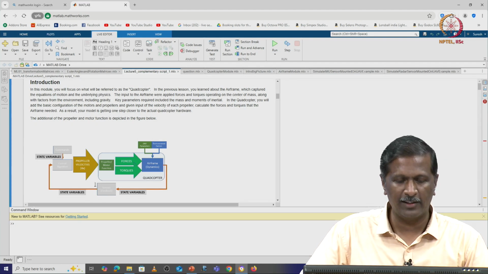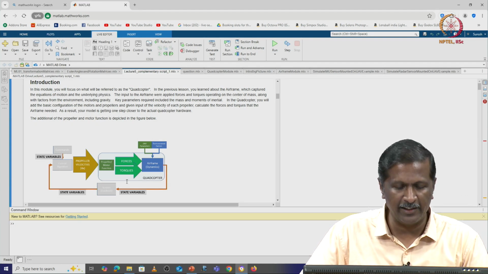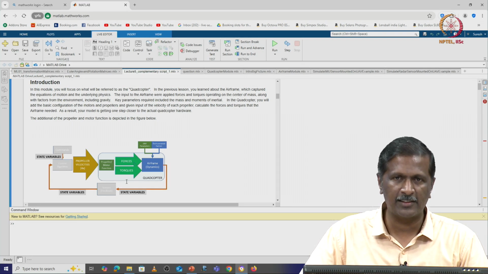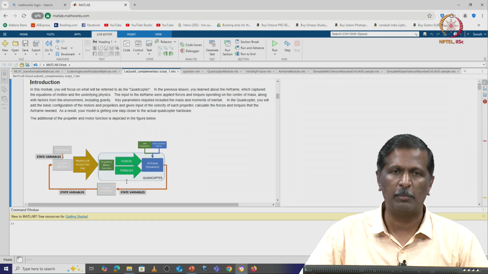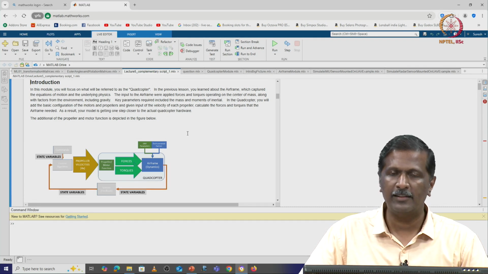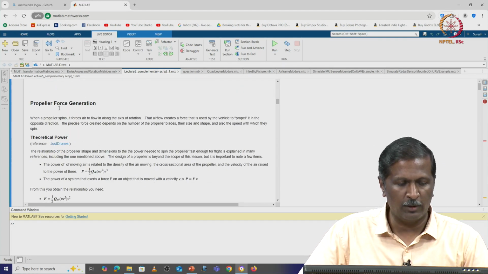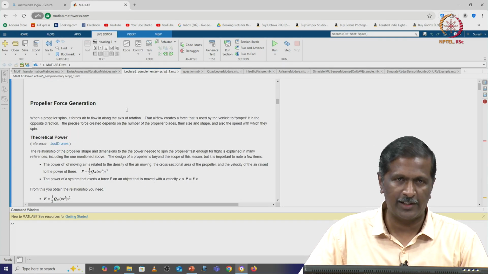The sensor block, I am just putting it hidden here. Once we cover the sensor lectures, I will show how these sensors can be modeled and how we can simulate the same, right.